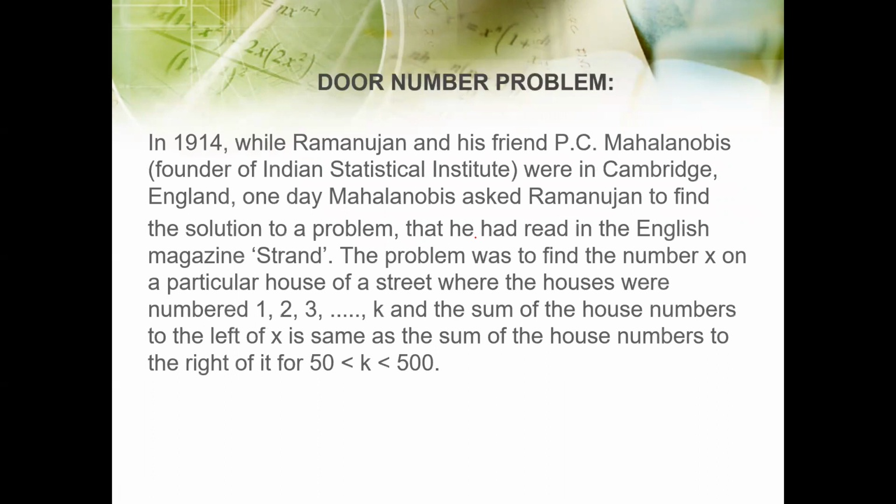So what is the door number problem? It was in the year 1914, when Ramanujan and his friend P.C. Mahalanobis were in Cambridge, and one day Mahalanobis asked Ramanujan to find the solution to a problem that he had read in the English magazine Strand. The problem was to find the number x on a particular house of a street where the houses were numbered 1, 2, 3, and so on till k. And the sum of the house numbers to the left of x is the same as the sum of the house numbers to the right of it.